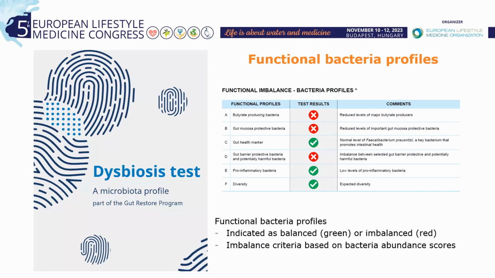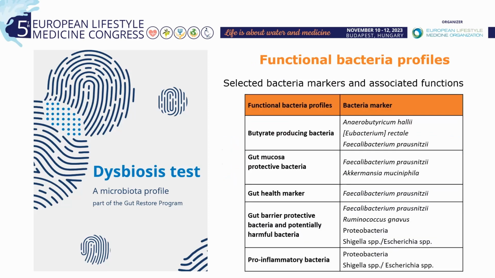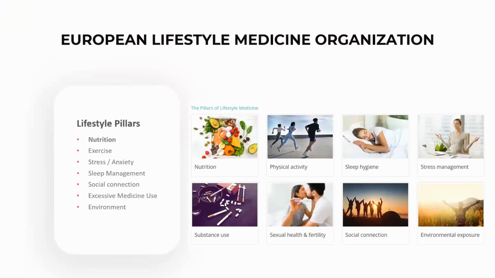And then we look at different functional imbalances. If bacteria that produce butyrate are low, we make sure that we give an intervention to increase these bacteria. But in the meantime, we can also provide some butyrate to ameliorate the condition. These are some of the different bacteria, like Akkermansia and F. prausnitzii, which are key gut health markers. Of course, we also look at pro-inflammatory bacteria, which is important to keep at a low level.